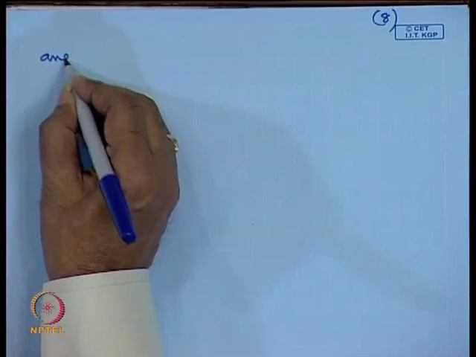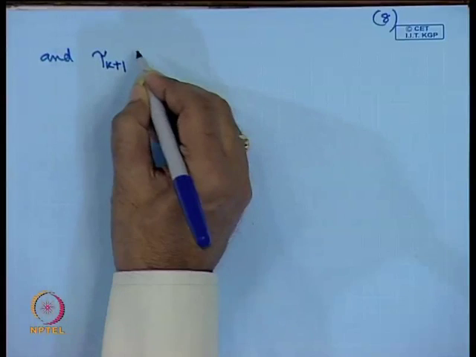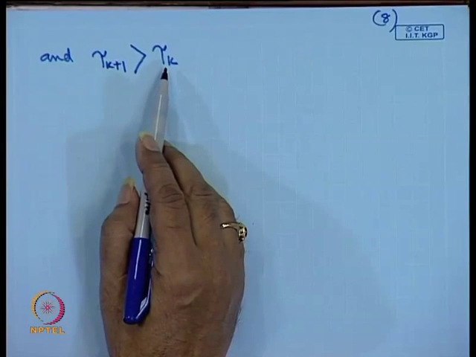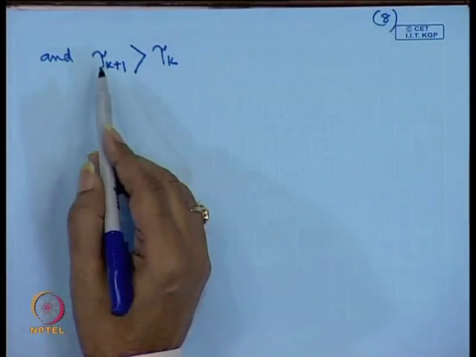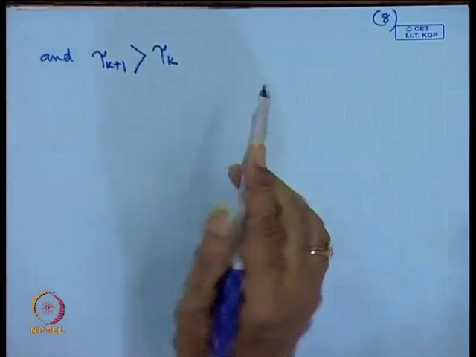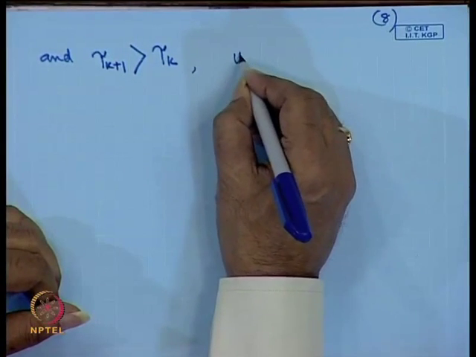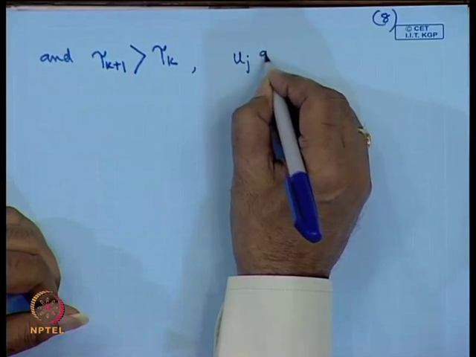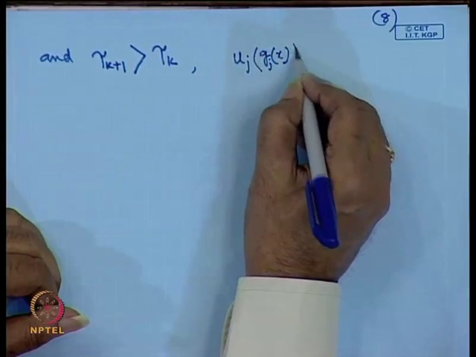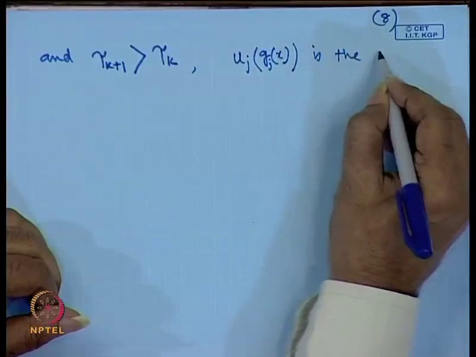Let us see how to do this. And tau k plus 1 is greater than tau k. That is, at the kth iteration, whatever the value of tau k you have considered, at the next iteration k plus 1 the value of tau must be greater than at the kth iteration. That is the thing. Then g j of x, this value is a function of the following function.